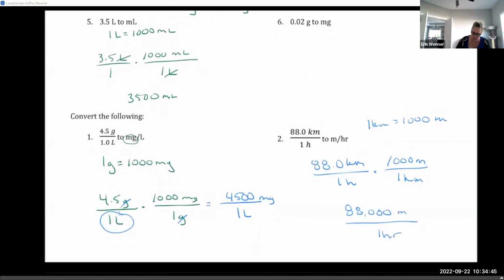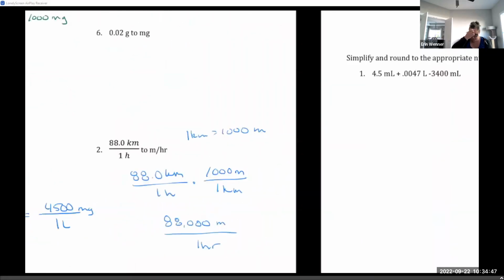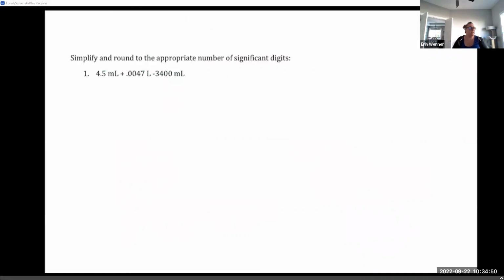So there's one more I want to do with you. And it's this one. You do have some homework problems like this. So it says simplify and round to the appropriate number of significant digits. So it says 4.5 milliliters plus 0.0047 liters minus 3,400 milliliters. And so what they didn't say here, and it says in your homework, is equals how many milliliters or how many liters or something. In this case, I am going to have us say how many milliliters.